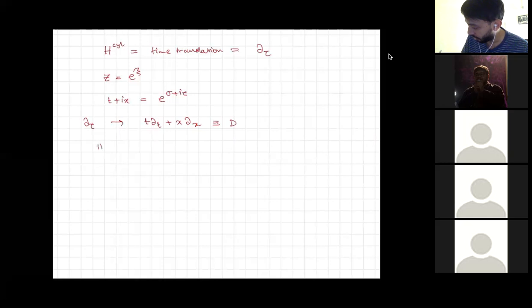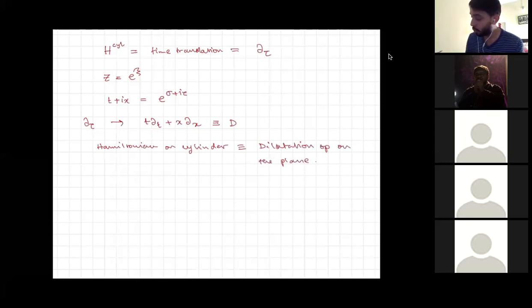This you would recognize as the dilatation operator. So the Hamiltonian on the cylinder is equivalent to the dilatation operator on the plane. Okay.